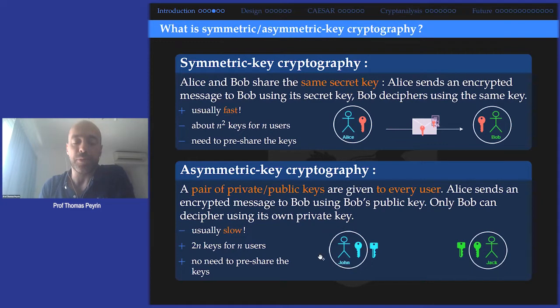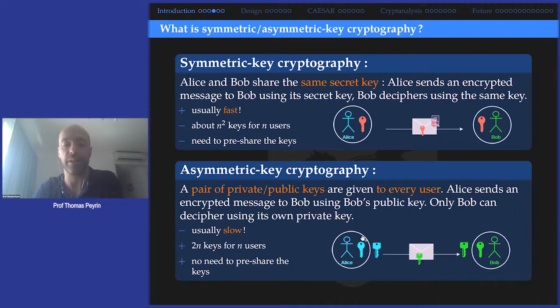On the other side, asymmetric key cryptography is a bit the opposite. Here, each user will not generate a secret key between one user and another, but will just generate his own pair of keys. So you have two keys now, a public key and a private key. The private key is the one inside the circle. This private key is known only by the user itself and no one else. And the public key is outside the circle to say that this is public. You broadcast it to everyone. Everybody can know this key.